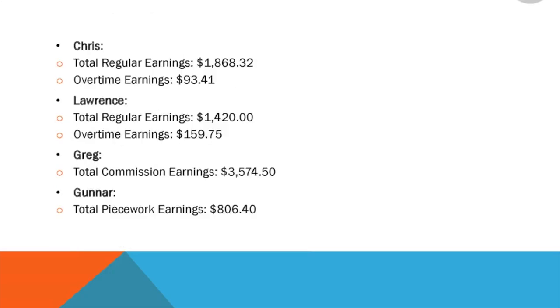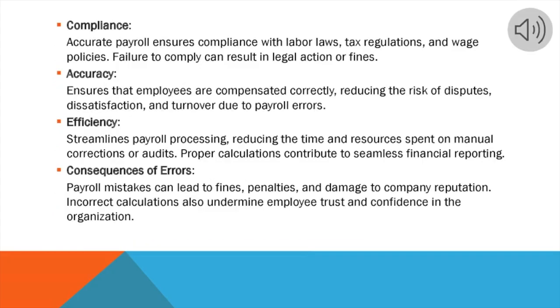And again, a summary of the payroll calculations. We have Chris with total regular earnings of $1,868.32. His overtime earnings again is $93.41. Lawrence, we have total regular earnings of $1,420. Overtime earnings $159.75. Greg, we have total commission earnings of $3,574.50. And for Gunner, we have total piecework earnings of $806.40.